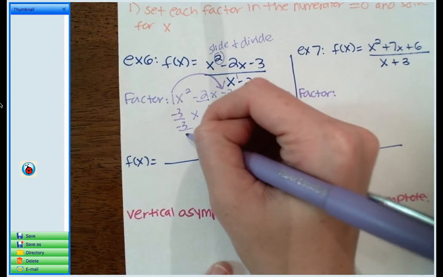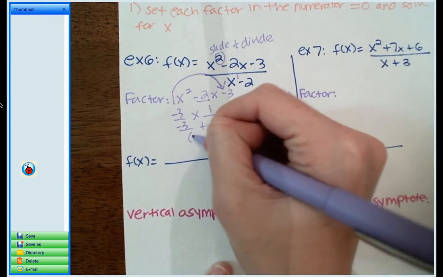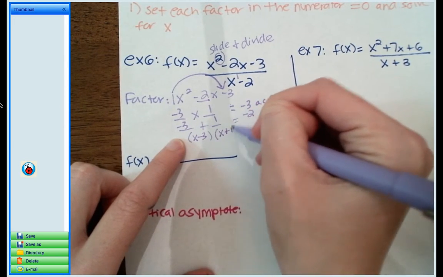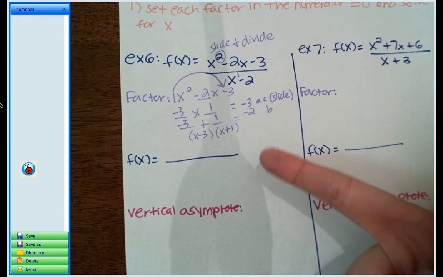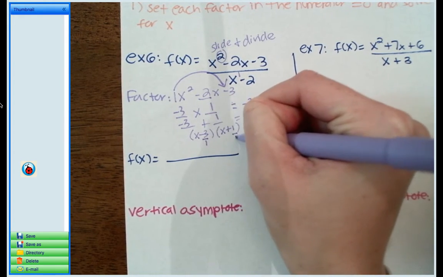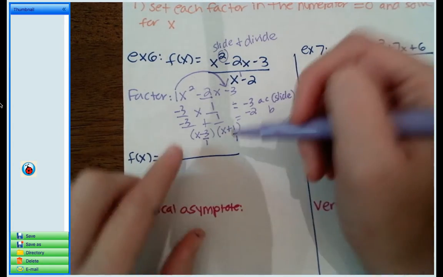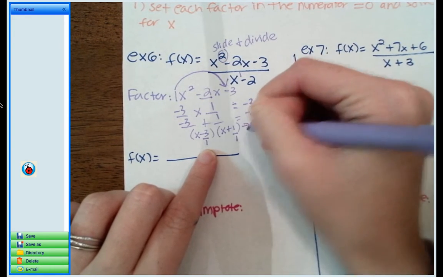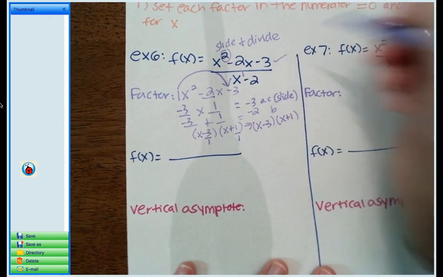Then all we do is put these things into parentheses since they are factors. So we'll have x minus 3, since it's a negative 3, and x plus 1. And then don't forget, you guys, we slide a, and then we divide by a. Our a value is 1, so I'll be dividing these by 1, but anything divided by 1 is itself, so it doesn't change anything. Negative 3 divided by 1 is still negative 3, and 1 divided by 1 is still 1. So yay, we have successfully factored our numerator.